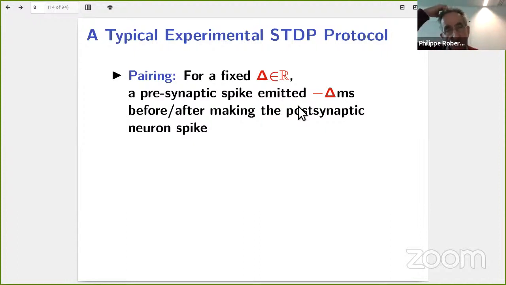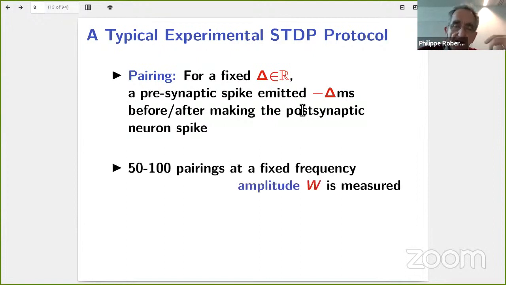Okay, so I will try to explain what an experiment is in this domain. This is a classical experiment done by a biologist and a biophysicist. You take some real number, delta, and after a presynaptic spike has been emitted, for minus delta milliseconds, you make the postsynaptic neuron spike. This is what we call a pairing. You impose that after a presynaptic spike, you have a postsynaptic spike. And you do that with some frequency, a certain number of pairings.